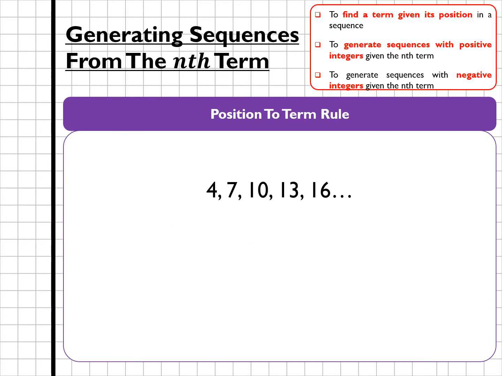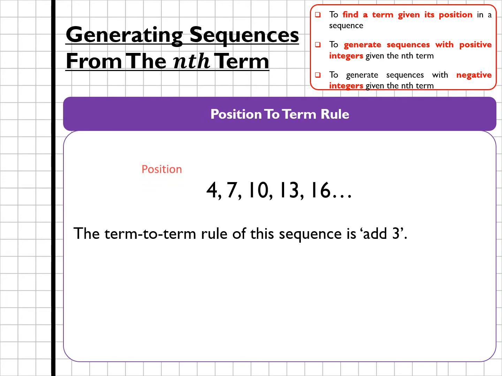Have a look at the sequence on the board. I've got the numbers 4, 7, 10, 13 and 16. Now, using what we call the term-to-term rule, I could say I'm adding 3 because 4 plus 3 is 7, 7 plus 3 is 10 and so on and so forth. Sometimes though, I don't know the previous terms and it's more helpful to look at the position-to-term rule.